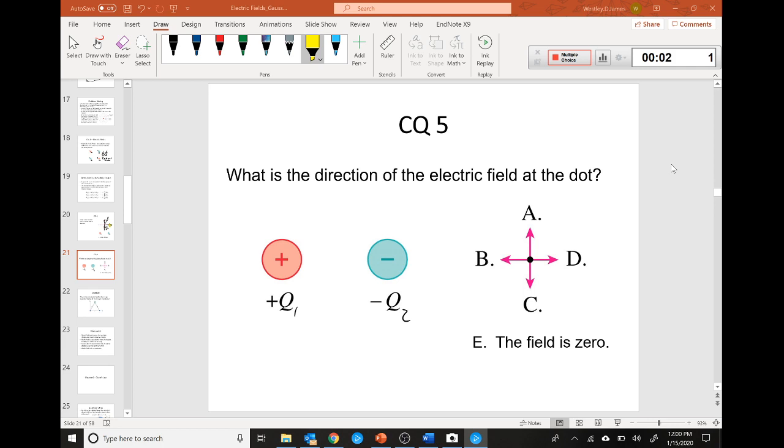Next problem. What is the direction of the electric field at the dot? I have a positive charge on the left, which I've already labeled 1 from last semester. Great, made my life easier. And then slightly to the right of this is a negative charge, same magnitude. So exact same magnitudes on both. And then my dot is to the right of both of those. A is up, B is to the left, C is down, D is to the right, E, the field is 0. What is the direction of the electric field at the dot? Q1 is farther to the left than Q2 is.